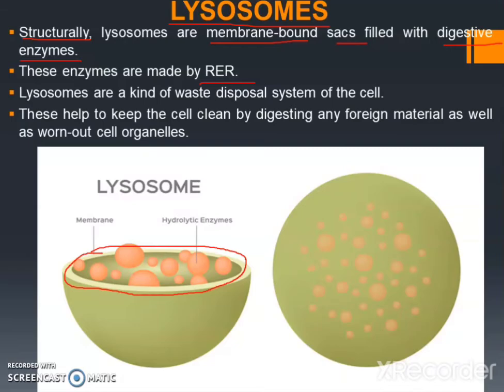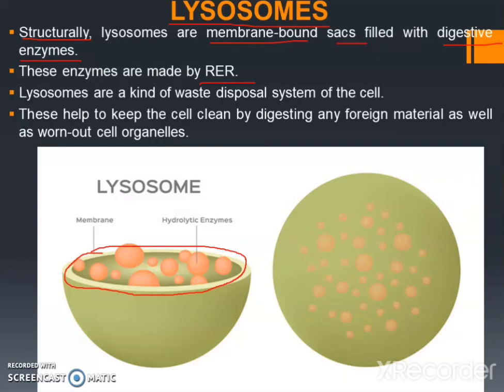Now what is the work of lysosomes inside a cell? Lysosomes are a kind of waste disposal system of the cell. What is this lysosome? It acts as a waste disposal system. When we say waste disposal system of a cell, lysosome is an organelle that helps dispose of unwanted substances that come into the cell. So lysosomes are a kind of waste disposal of the cell.